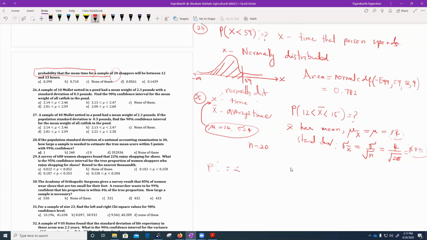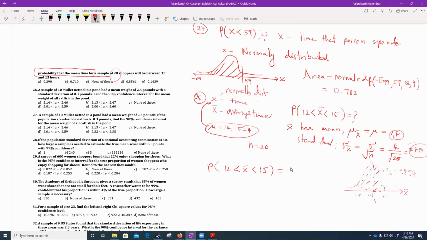So for this area, I'm again going to use the calculator. If you draw a picture for this problem, remember my distribution now is x bar. We are finding the area for x bar. Since this is a normal distribution, you have a curve like this. The mean for this problem is this value 14, and the standard deviation is now 0.894. So which area are we finding? We are finding the area between 12 and 15. This is the area we are going to find.